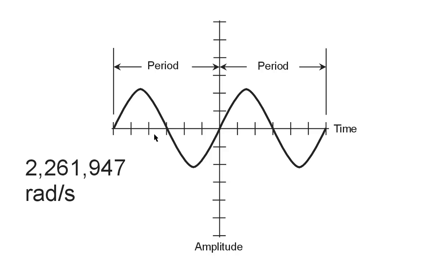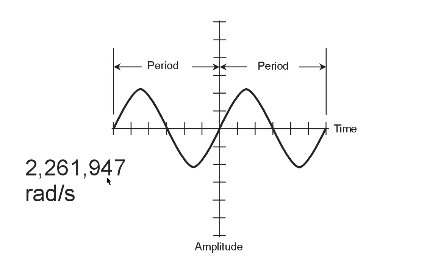So if we know the conventional frequency of a wave and we want to figure out its angular frequency, we need to multiply by 2π, because there are 2π radians for every full cycle. If we want to go the other way, we know the angular frequency and we want to figure out the conventional frequency, we need to divide by 2π.